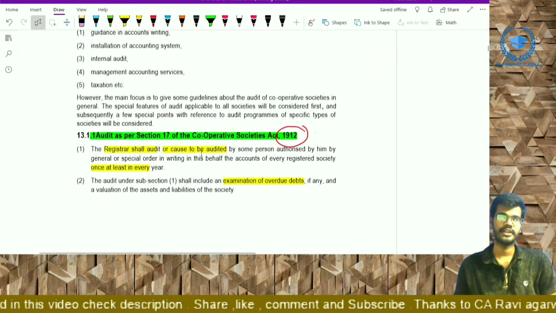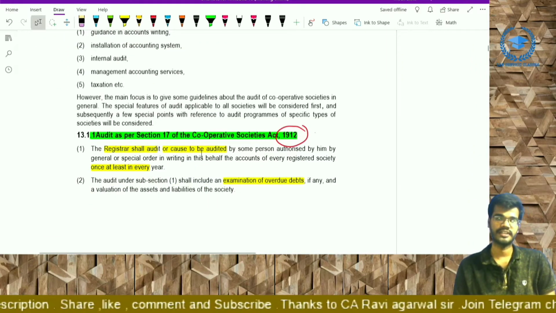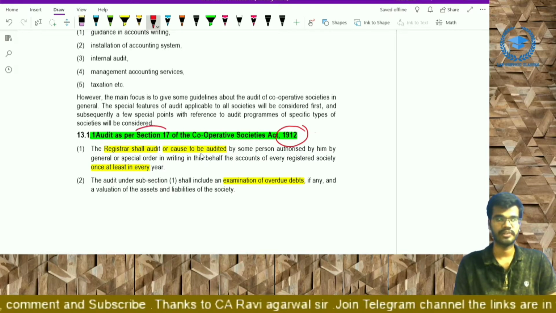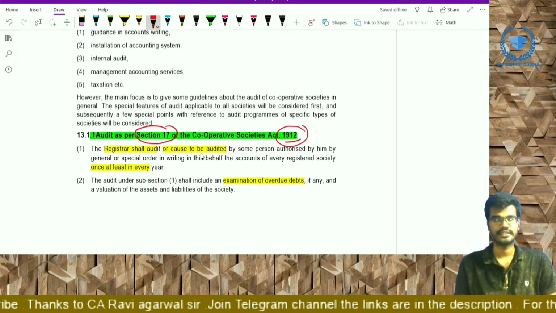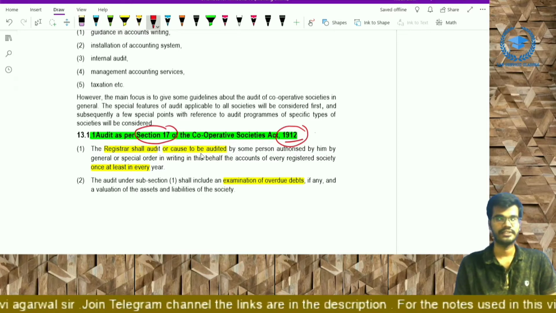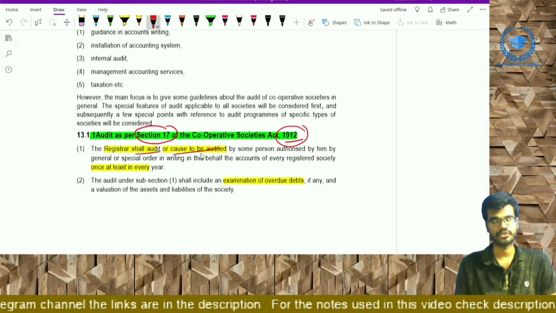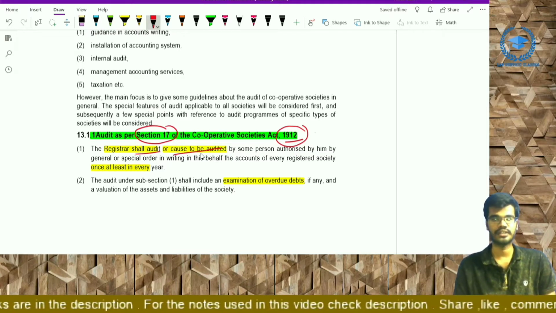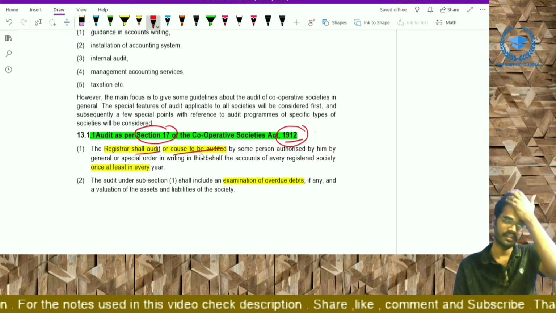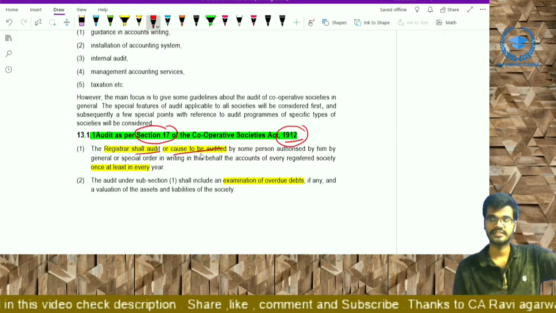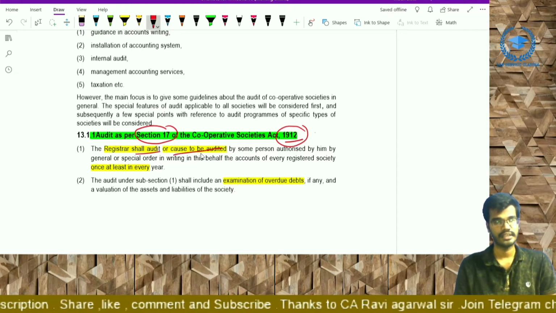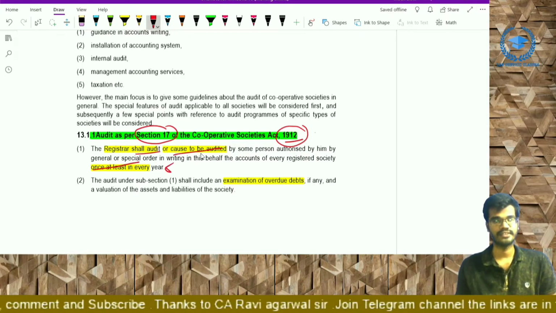Coming directly into our chapter, that is Audit of Cooperative Societies. Section 17 of the Cooperative Societies Act 1912 discusses the audit. Generally, the registrar shall audit or shall cause to be audited by any person who is a chartered accountant, in writing or by special order. The cooperative societies shall be audited at least once in every year.